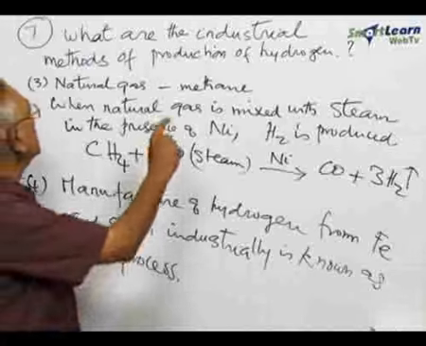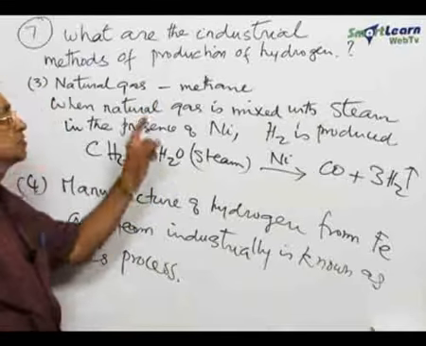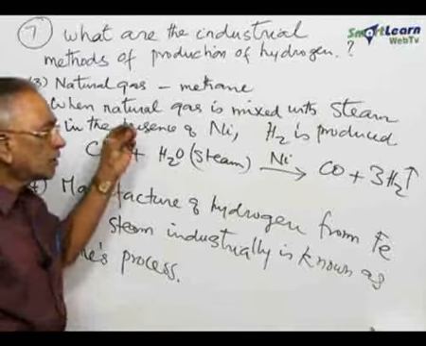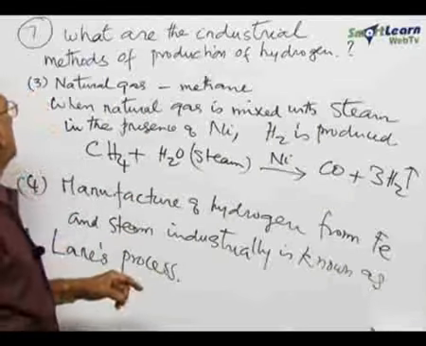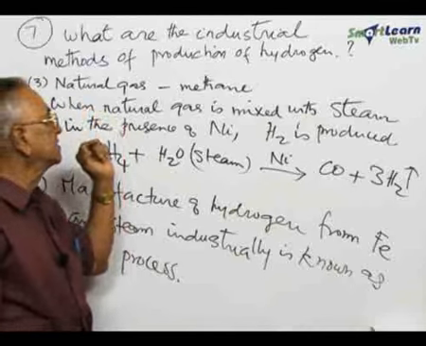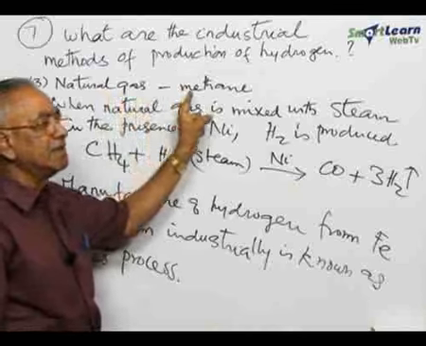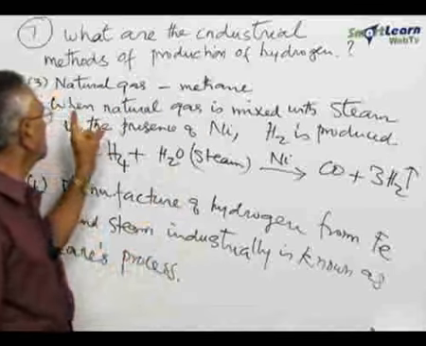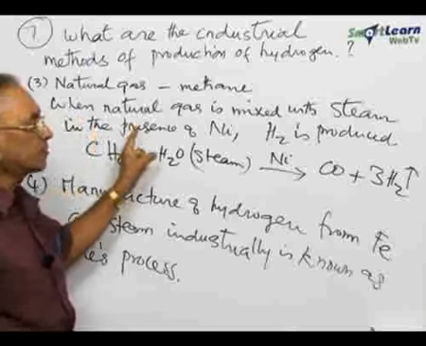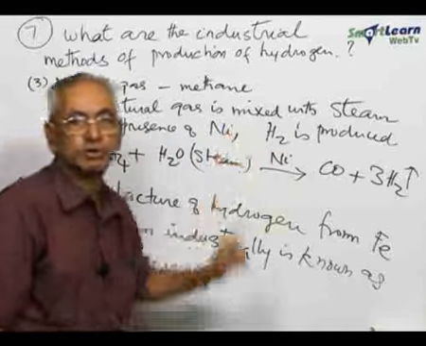We have now been looking at the various industrial methods of production of hydrogen, one of which we saw earlier was the Bosch process. Now there are one or two other methods which are also equally important. Natural gas is available from the petroleum fields. Natural gas is very rich. Most of natural gas is methane, and when the natural gas or methane is mixed with steam in the presence of a catalyst like nickel, hydrogen is produced.